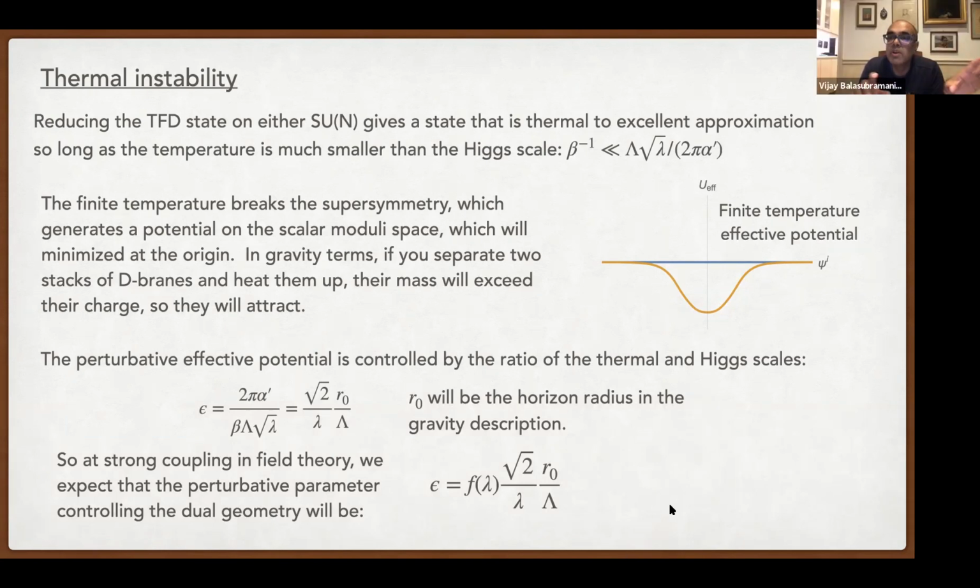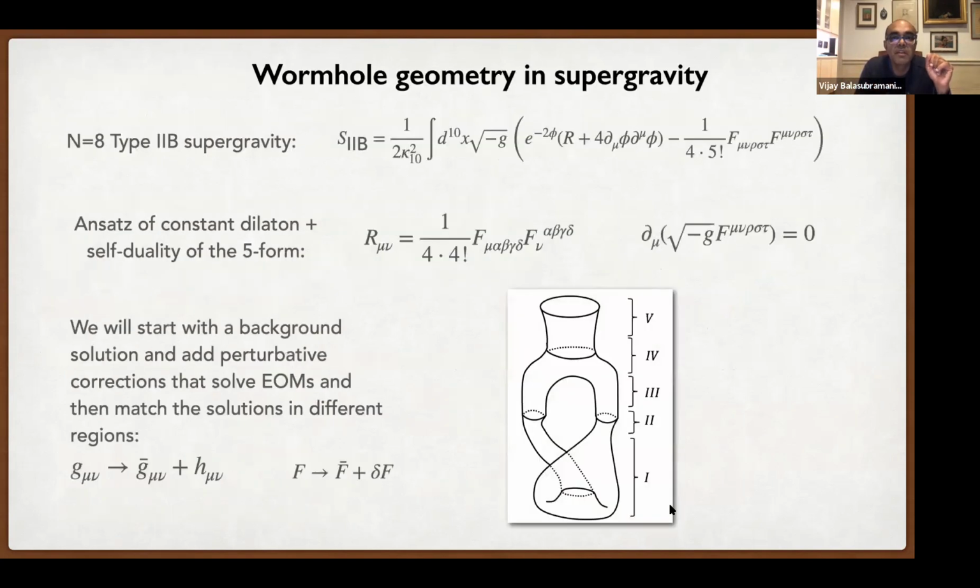Fine. So now knowing something about Yang-Mills predicts the solution exists, and Yang-Mills predicts that there is a parameter like this that controls the instability, we're going to try to construct the solution in gravity. Fine. So, what's the gravity theory in question? It's the N=8 type IIB supergravity, which, as you know, has an action that looks like this.